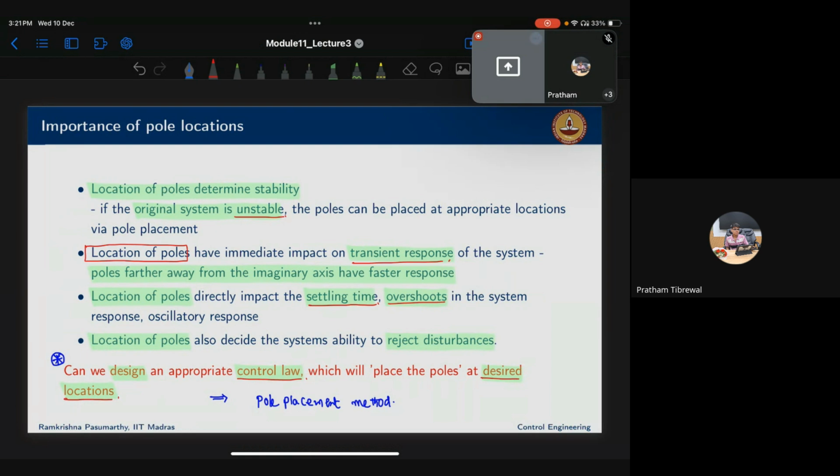Once a system is given, you know the pole locations, and you want to move them to the stable side. So the main question is, can we design a controller which will help us place the poles at the desired locations? That designing of that controller is called the pole placement technique. It gives us flexibility to place the closed loop poles at our desired locations.